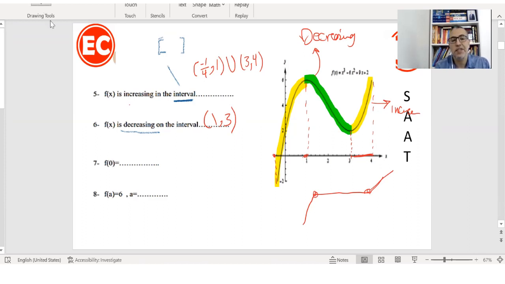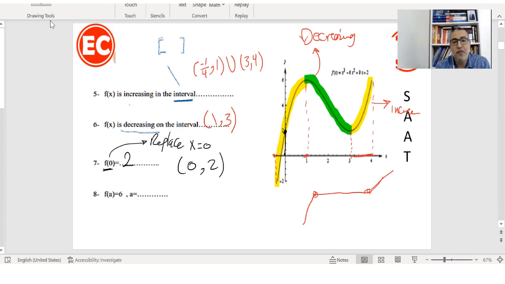Let's go to question number 7. What is f of 0? The meaning of f of a number is replacing x in the function with this number. F of 0, f of 2, f of 3, it means replace x in the function with this number. For f of 0, we go to the point 0, we go up, and we find that the curve intersects the y-axis at 2. So f of 0 is equal to 2, the ordered pair (0, 2).